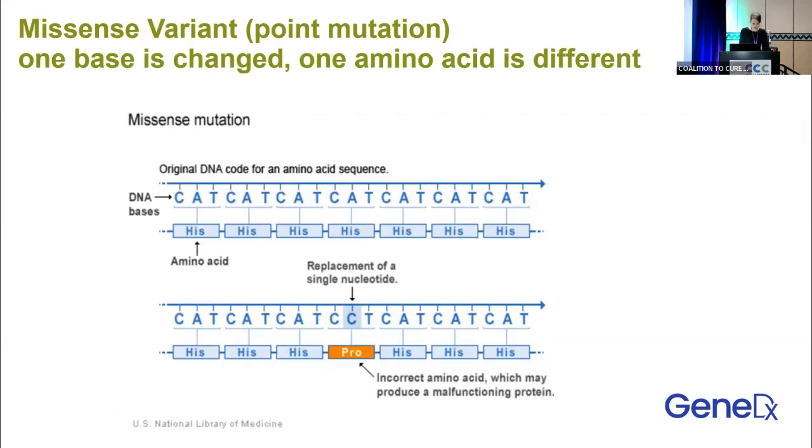This just provides another picture of what a missense variant looks like, where you can see the top strand is what we call a normal sequence. And then below that, you can see where in the middle, the A was changed to a T, a point mutation, but it changed the whole amino acid to a proline, and therefore changed the protein product or the original sequence of the gene.